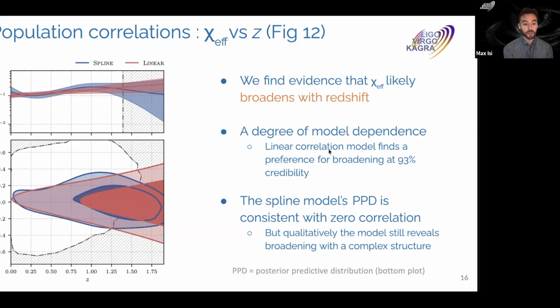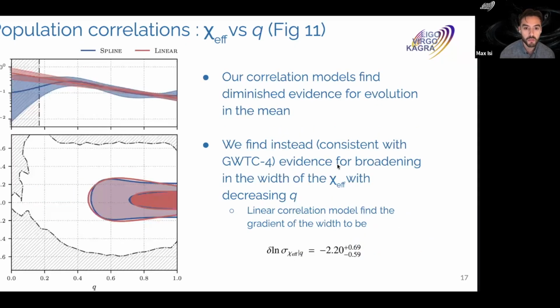Now, in terms of explaining this, of course, there's always a possibility that this correlation with redshift is entering through different parameters. So if chi-effective is correlated with the mass, for example, as will be mentioned later, or if it's correlated with mass ratio and that property itself evolves with redshift, then you may expect to see this evolution with redshift. So we explicitly look for correlations between chi-effective and mass ratio, for example, which is the next slide.